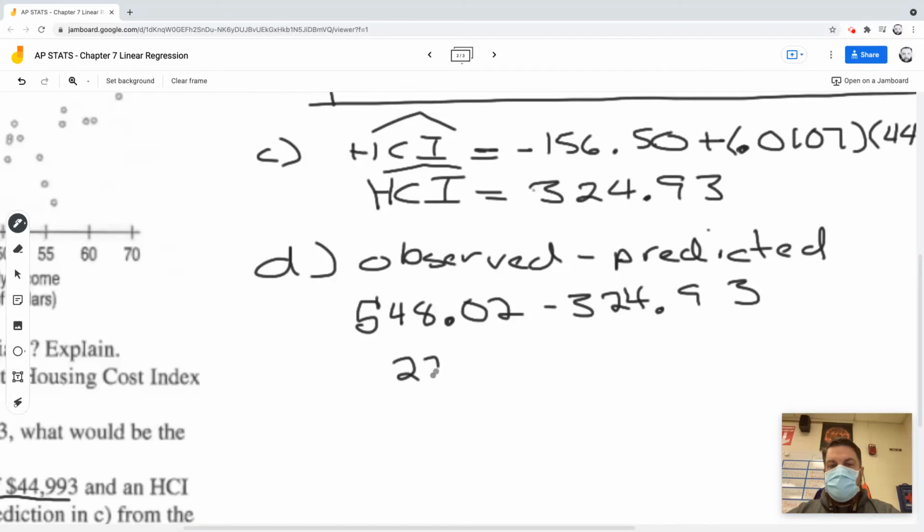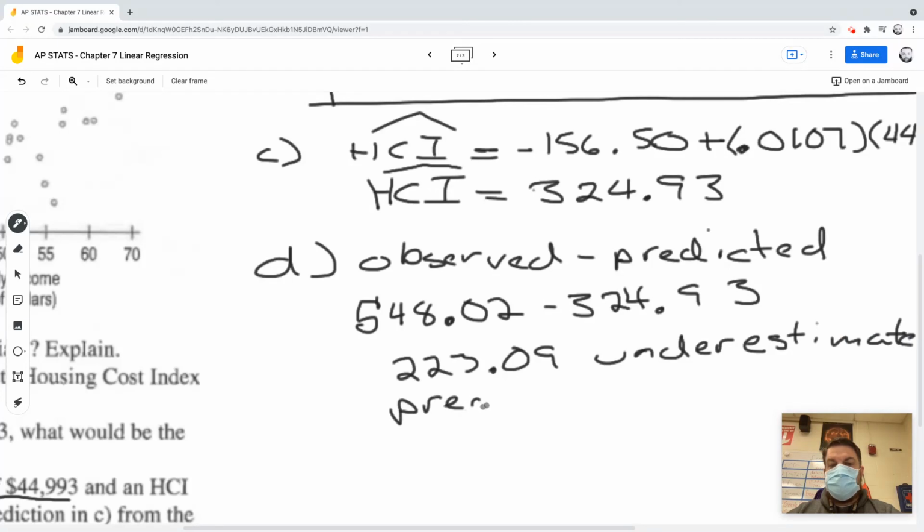Now remember, if it's positive, it's an underestimate. That means that the predicted value was too low. If I do that same math and I get a negative value, that means it's an overestimate, which means that the predicted value was too high.